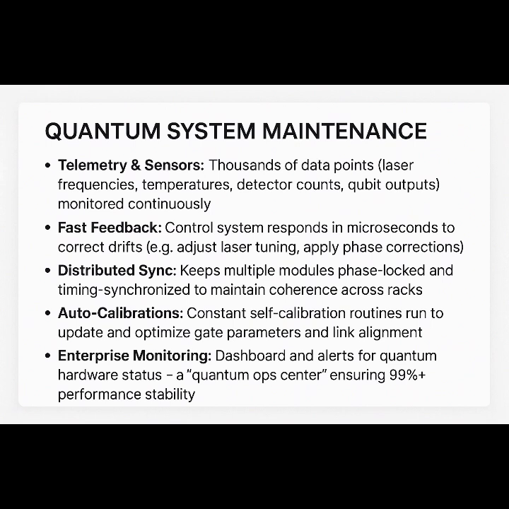For example, one might monitor the frequency of a laser driving an ion transition. If the laser drifts off resonance by a tiny fraction, gate fidelity will drop. Or monitor the vacuum pressure in an ion trap chamber. A spike could indicate an event that might cause ion loss or increased collision-induced decoherence. Many such parameters exist: RF trap voltages, magnetic fields, cryostat temperatures for superconducting systems, photon detector dark count rates, etc.